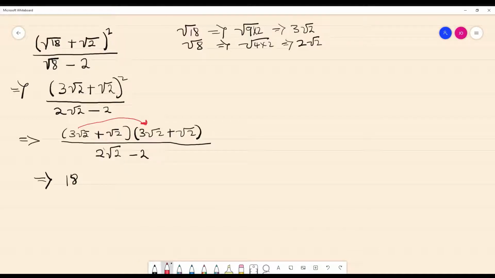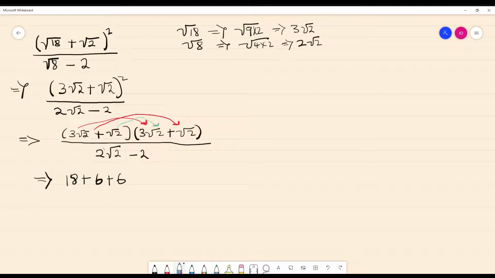Again, 3 root 2 multiplied by root 2 will give us 6. The reason it's 6 is because root 2 times root 2 gives us 2, then times 3 gives us 6. Then we go to the second part, which is root 2 multiplied by 3 root 2. And that will give us 6 as well, plus 6.